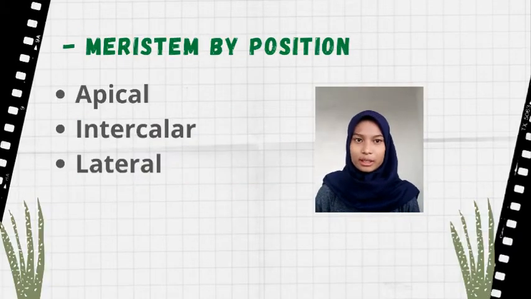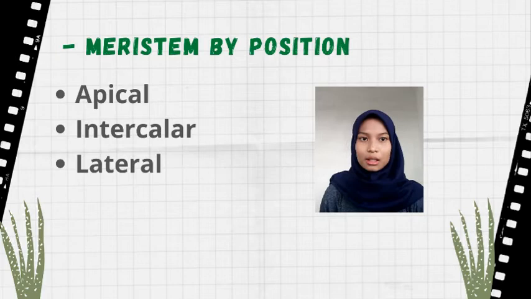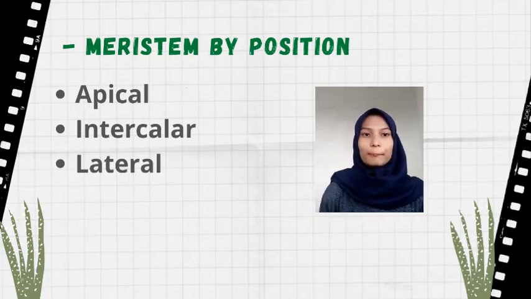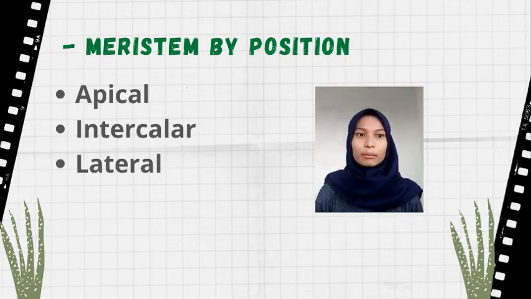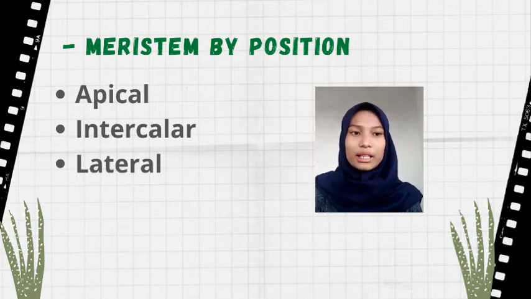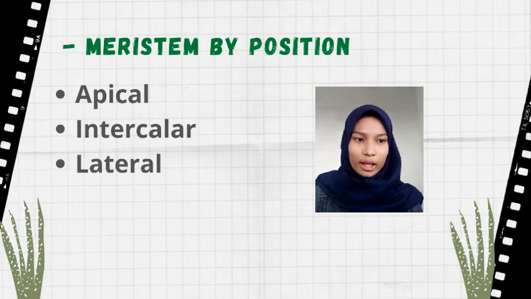Meristem by position includes: apical, the growing point at the tip of the stem or roots. Intercalary, between permanent tissues, for example at the base of pine leaves, grass internodes, and Equisetum. Lateral, parallel to the organ axis. It divides periclinally or radially, while the anticlinal becomes secondary permanent tissues or cambium and can cause the stem to widen and expand.